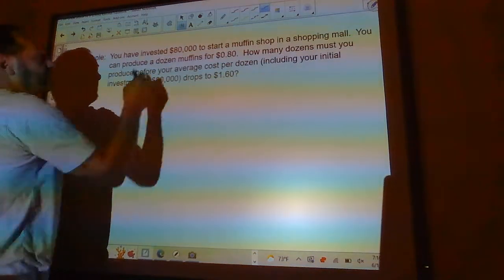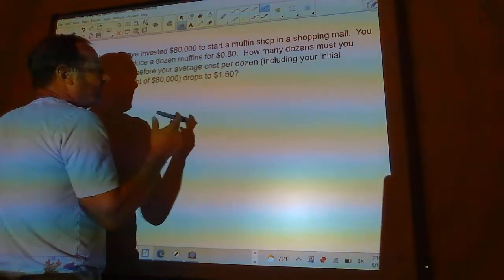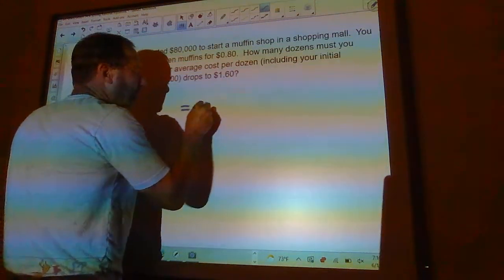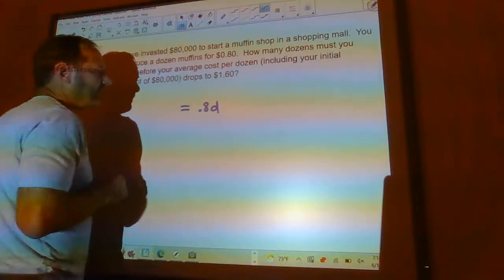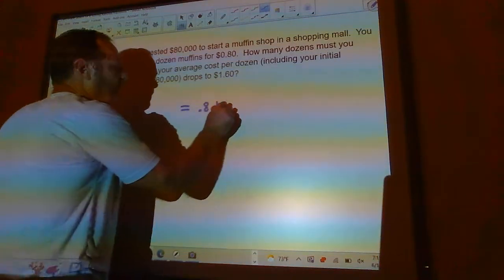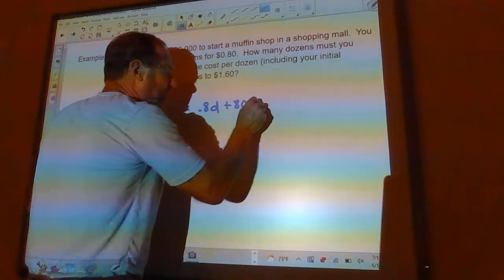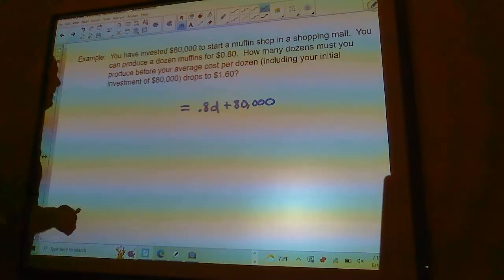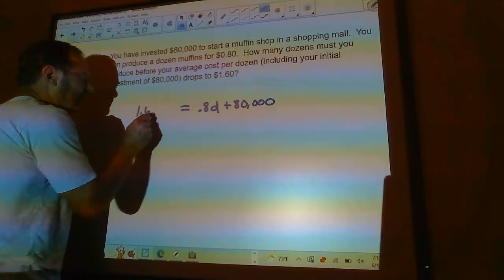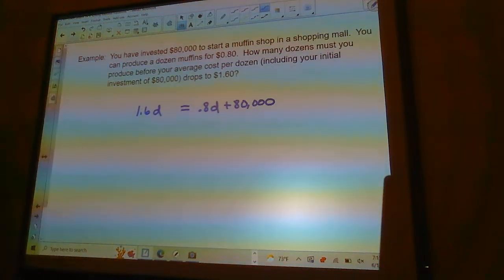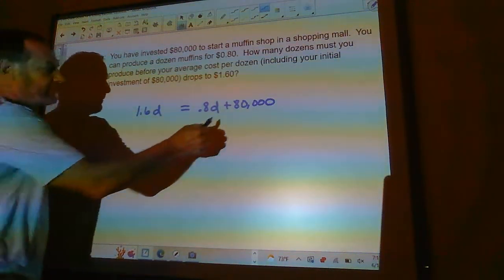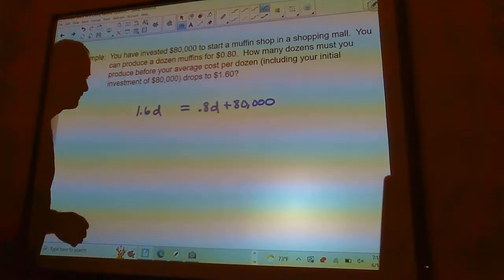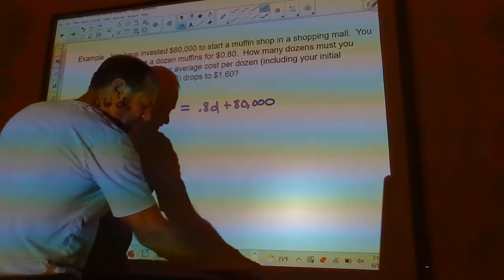We're going to start with this. So my cost is going to equal 80 cents per dozen, okay, so 0.8D, plus I spent $80,000 to start. And I want to know when that's going to equal $1.60 per dozen. So these are my fixed costs, these are my variable costs, this is what I want my cost to be. Okay? So we'll go ahead and solve this.